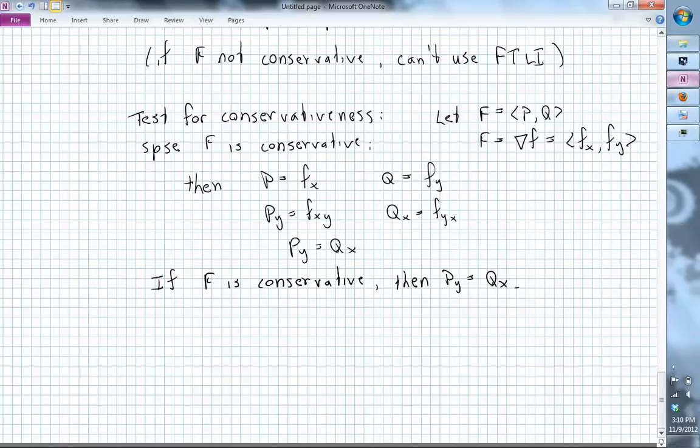No. Py equals Qx, therefore F is conservative. True or false? False. Well, it might be true, but it's not a theorem. It's not saying for sure, right?